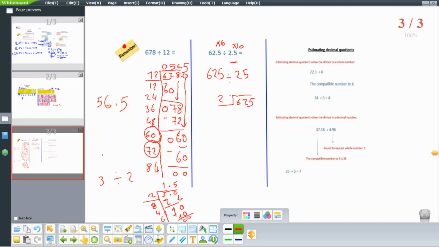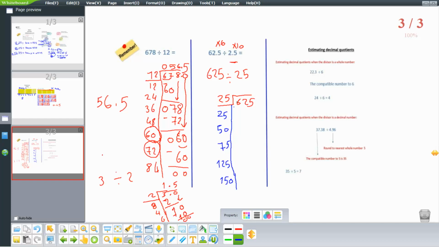625 divided by 25. Okay, let's write the table of 25. Yes, we know that it's easy. 25, 50, 75, 100, 125, 150. And if we need to complete, we are going to complete.